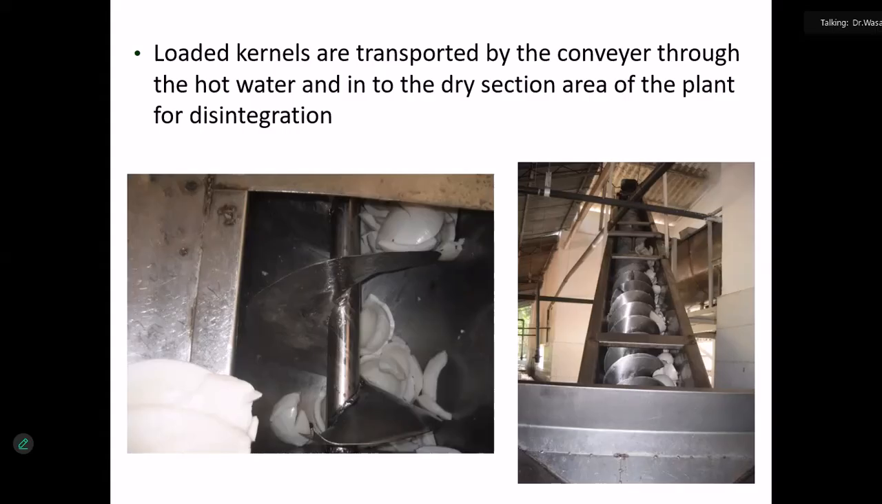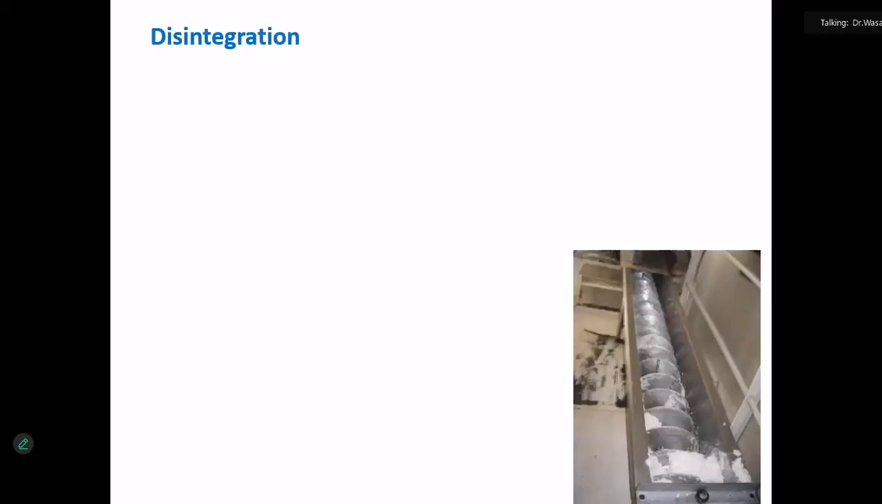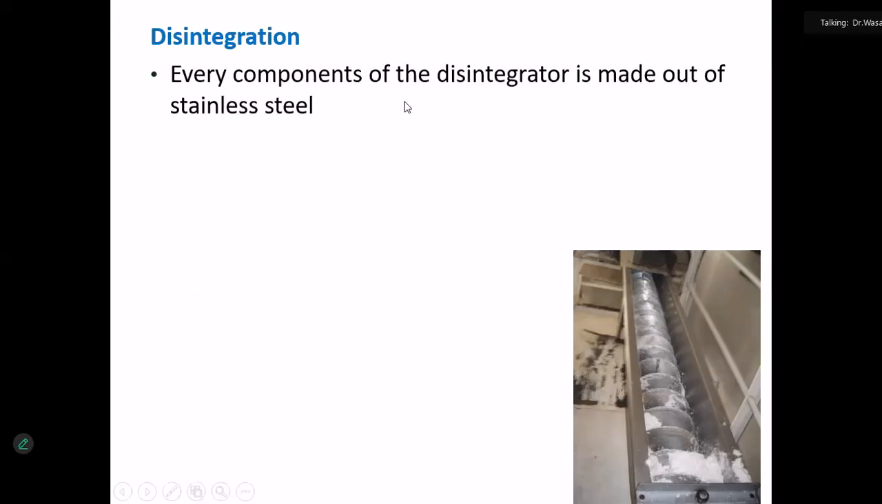What is dissection? This kernel is cut. Disintegrate means cut into small pieces. That is disintegration. Disintegration is the first step of dissection. You can see here, this is the cutter. It is rotating. By centrifugal force, the kernel is cut into small pieces. You can see this is dissection. So in disintegration, what happened? Every component of this disintegrator is made of stainless steel.